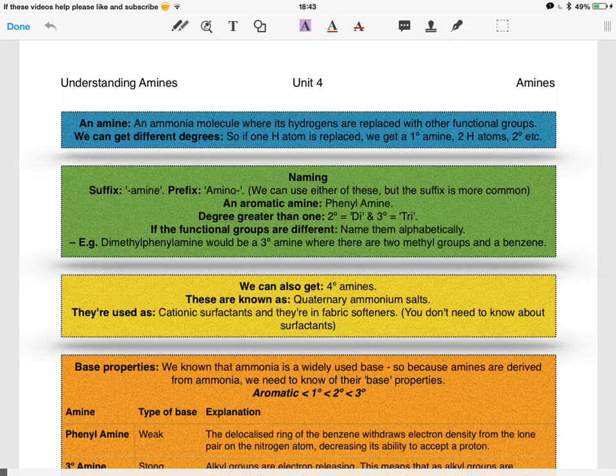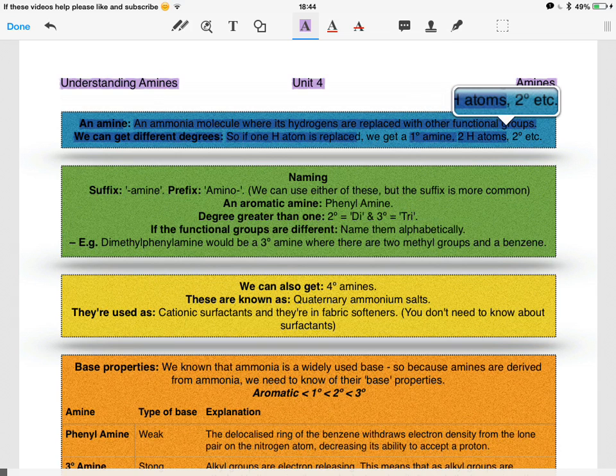So this video is going to be on the amines topic for the Unit 4 specification, and I'm going to start with understanding amines. So an amine is basically just an ammonia molecule where its hydrogens are replaced with other functional groups. And we can get different degrees of amines depending on the hydrogen atoms. So if one hydrogen atom is replaced, it's a primary amine. If a second hydrogen atom is also replaced, it's a secondary. If a third hydrogen is replaced, it's tertiary.